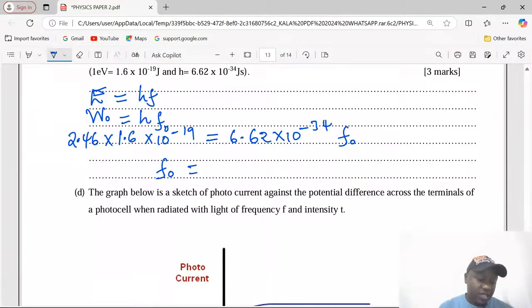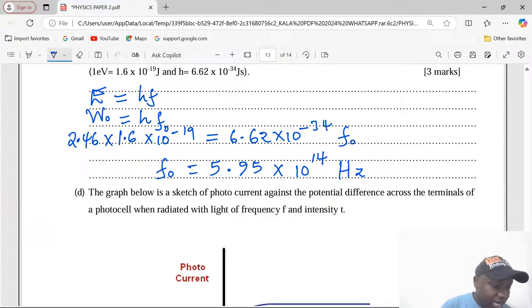Let me multiply that. 2.46 multiplied by 1.6 times 10 power negative 19, then divide by 6.62 times 10 power negative 34. This is going to be 5.95 to 2 decimal places multiplied by 10 power positive 14. Being frequency, the units will be hertz. So you just play along with your calculator very effectively, and you get the answer. Part D.